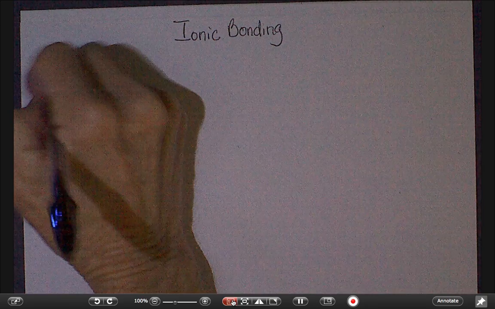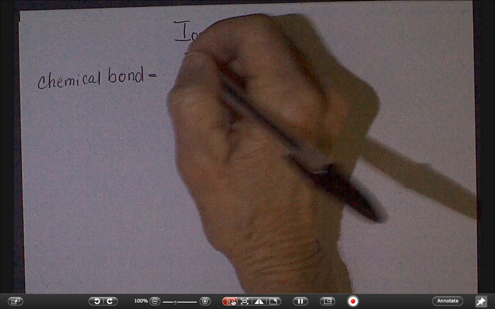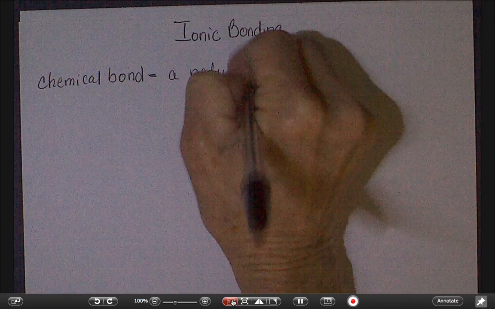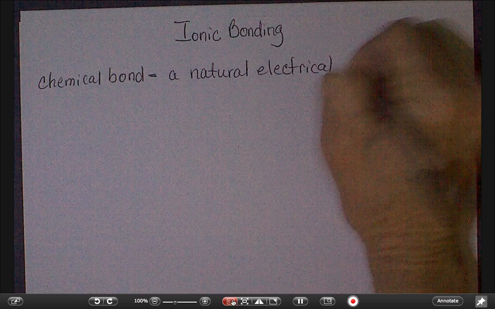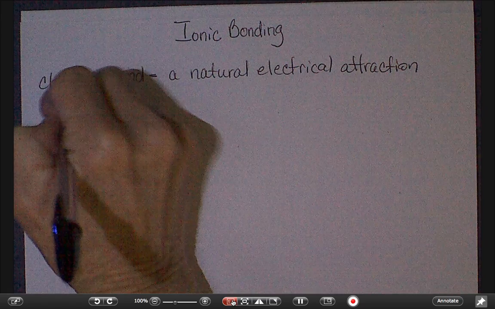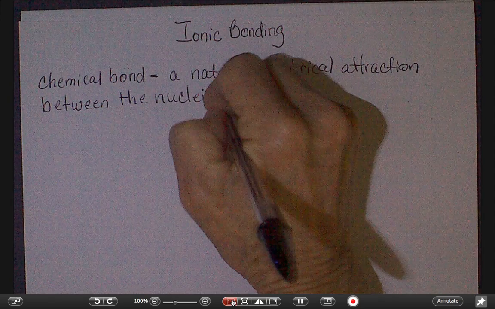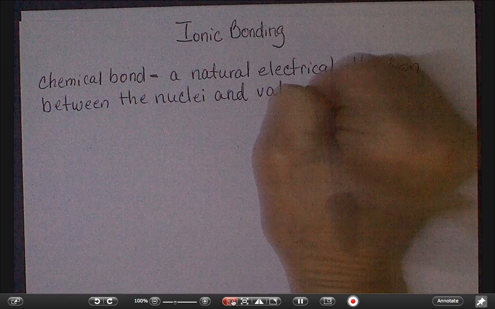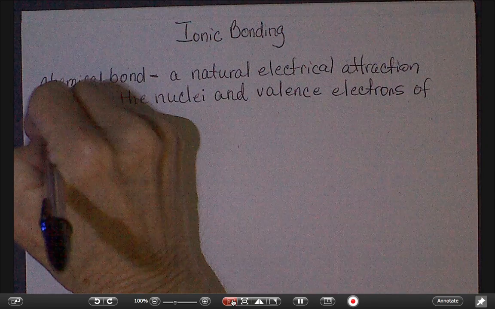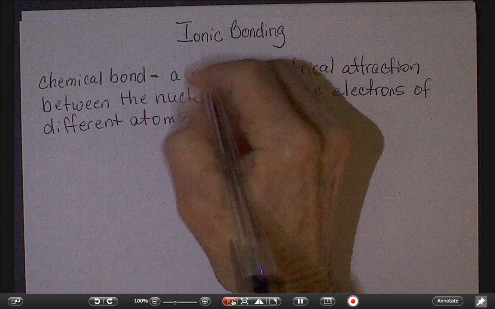First is a definition of a chemical bond. A natural electrical attraction between the nuclei and valence electrons of different atoms that binds the atoms together.